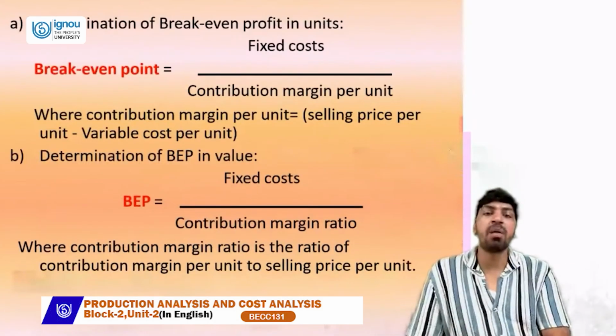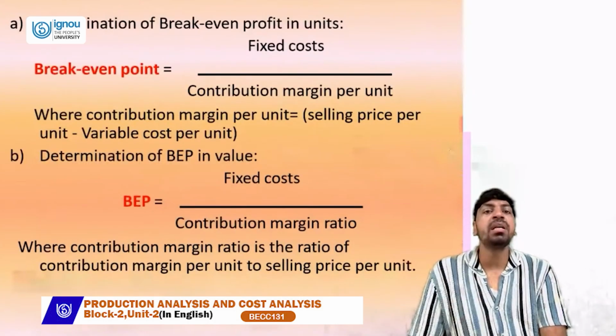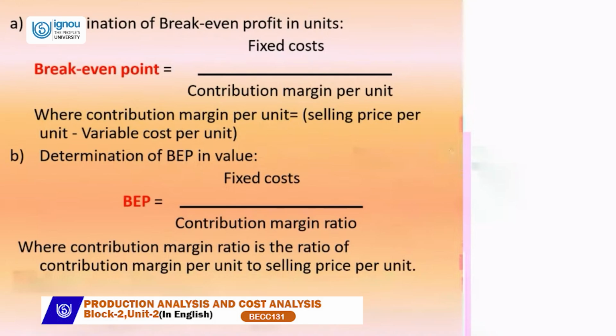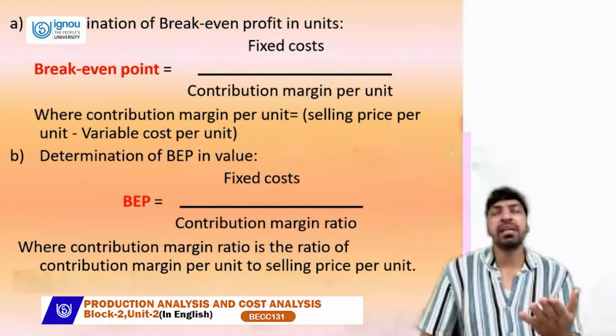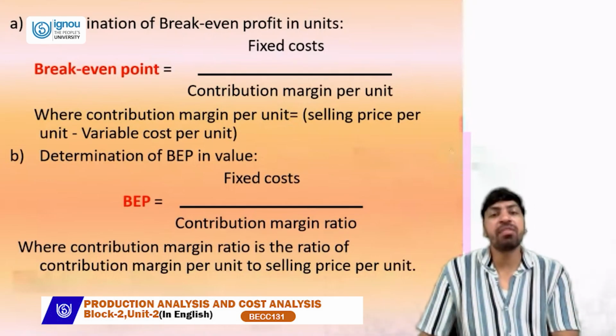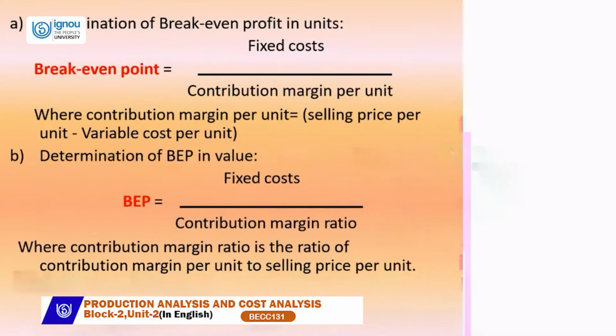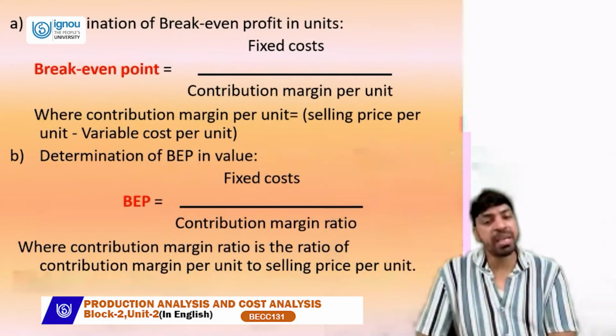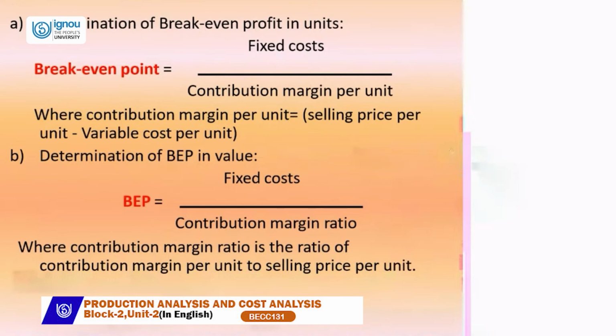These are the formulas given: break-even point equals fixed cost divided by contribution margin per unit, where the contribution margin per unit is the selling price minus variable cost per unit. This calculates the break-even point in units, that is in kg or any other unit. But for the break-even point in value, that is in rupees, this is the formula to be used: fixed cost divided by contribution margin ratio.